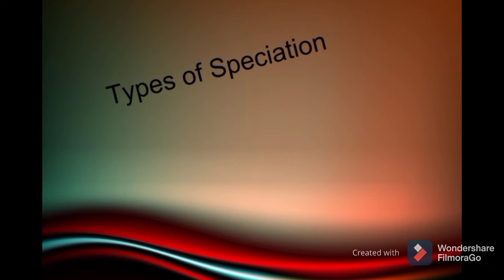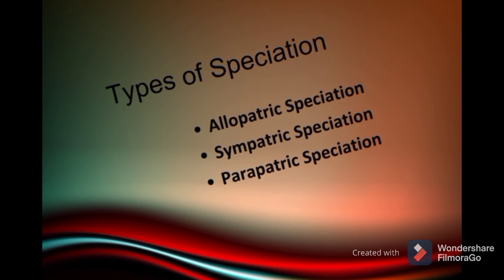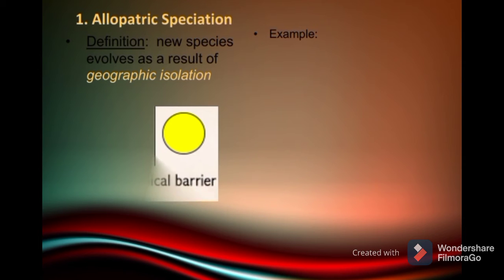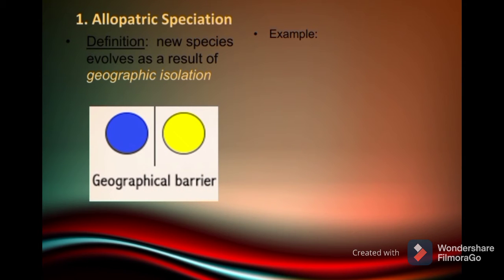And there are types of speciation. We have allopatric speciation, sympatric speciation, and parapatric speciation. Allopatric speciation: a new species evolves as a result of geographic isolation. So there is a geographical barrier.